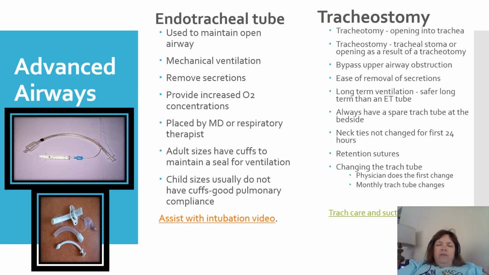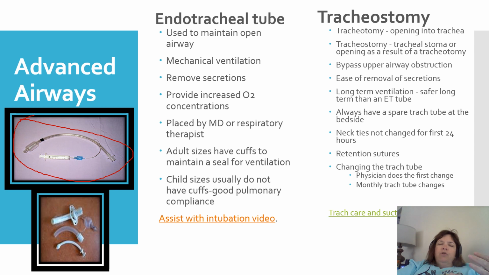Other advanced airways, there's 2 videos on here, which I'm going to ask you to watch on your own. So we have endotracheal tube, which is this one. It's used to maintain an open airway. You can hook it up to a ventilator, or it can be hooked up to oxygen. It is inserted into the trachea. It's inserted by an RT, respiratory therapist, or by a physician.